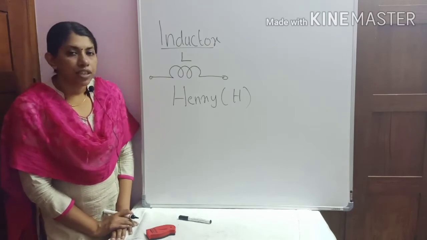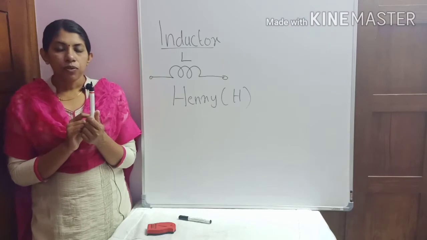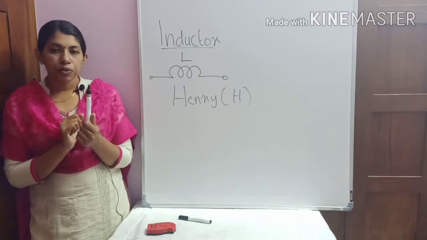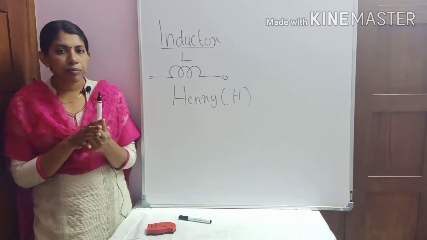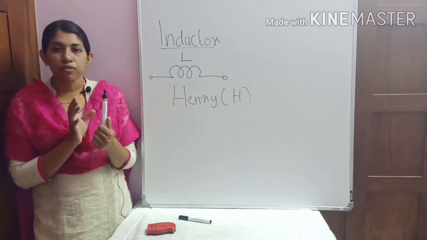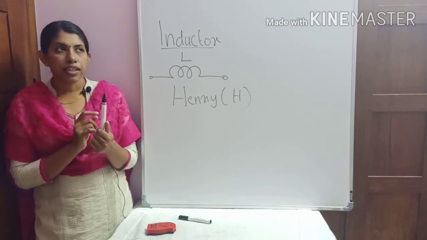So let us see what happens when current flows through a conducting material. When current flows through a conducting material, it will produce a magnetic field surrounding the conductor. This magnetic field will be represented by magnetic lines of force. We all know this, we have studied it in our earlier classes like plus 2.